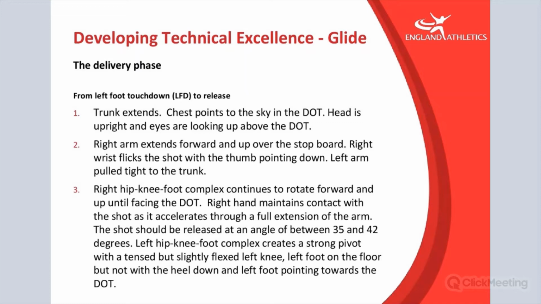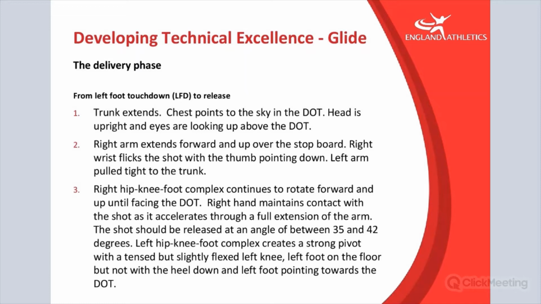Now, tight to the trunk, I wouldn't say it's directly next to the trunk, but it's effectively a strong decelerated left side of the body to enable the right side to accelerate around it. The right hip knee foot complex continues to rotate forward up until facing the direction of the throw. The right hand maintains contact with the shot as it accelerates through a full extension of the arm. The shot should be released at an angle of 35 to 40 degrees.